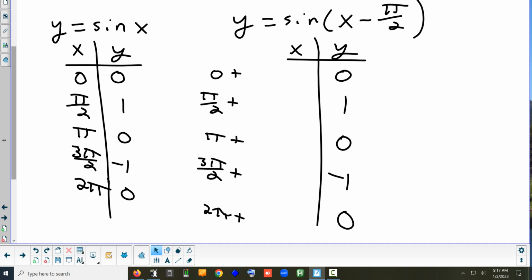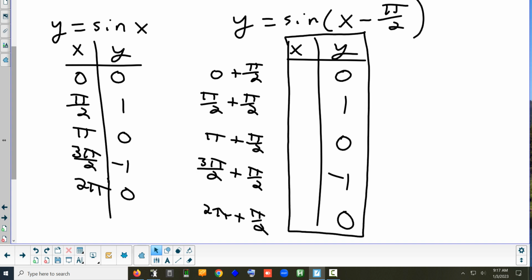How much do we want to shift all of those x values by? 90 degrees, or in this case, pi over 2. So we're going to add pi over 2 to all of these. That's going to shift them all to the right by pi over 2 radians, or 90 degrees. Okay, all my final answers will be in that table.